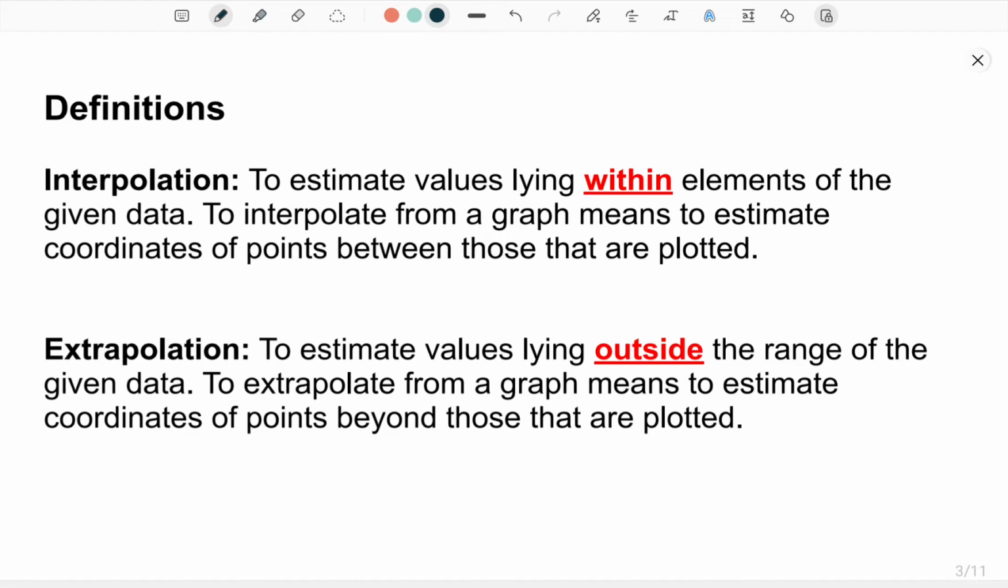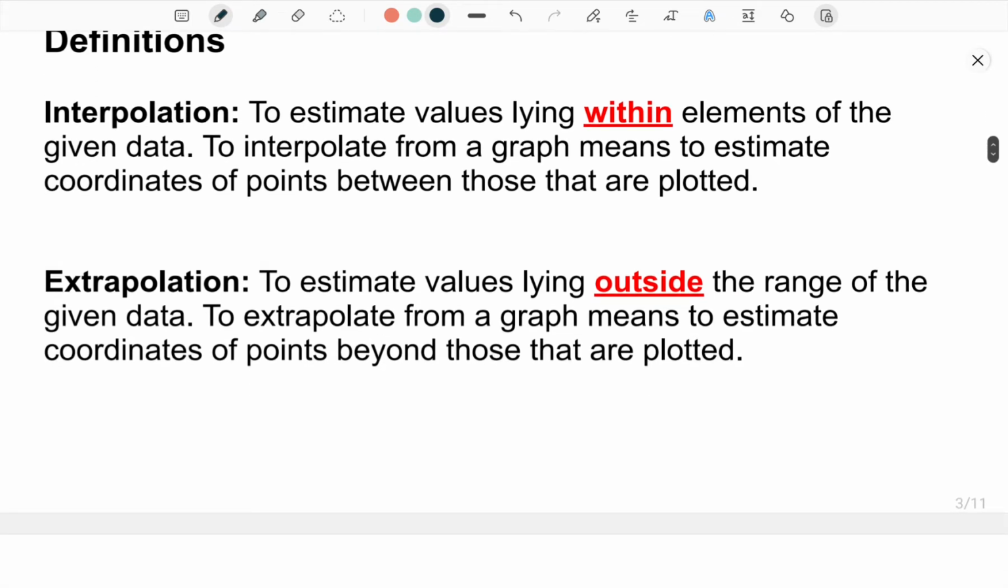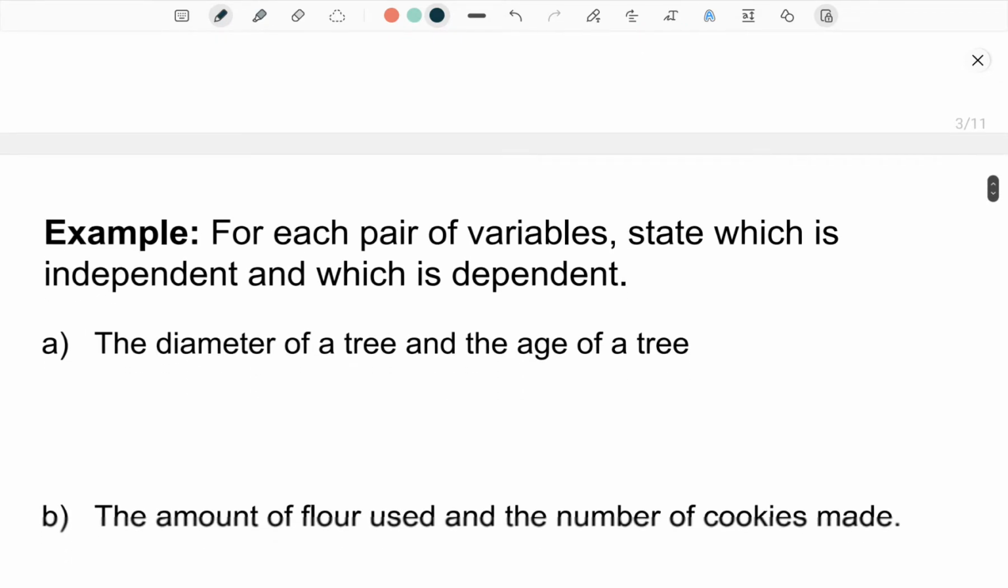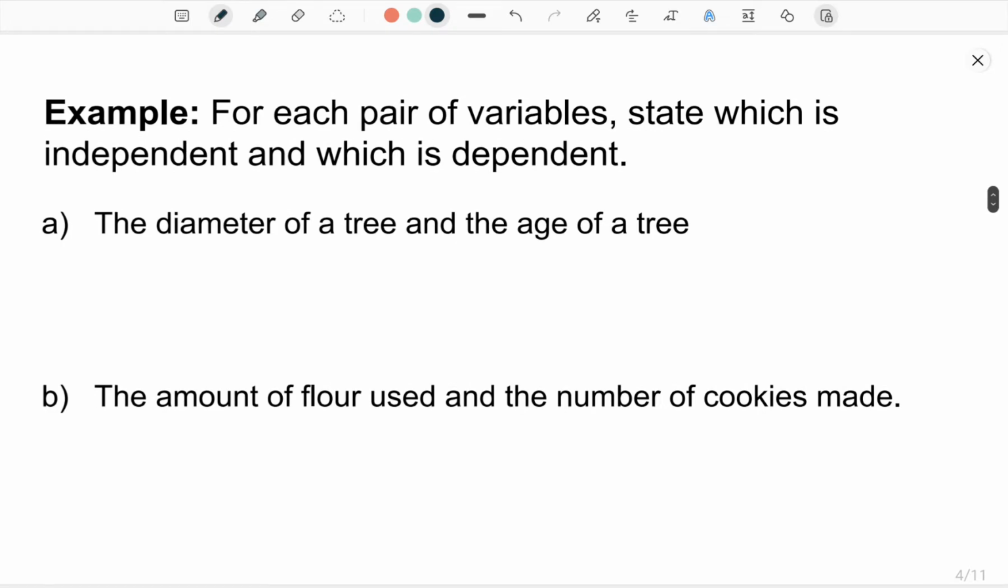And interpolation basically means you're estimating values lying within elements of the given data. And so you're estimating coordinates between those that are already plotted. And extrapolation means you're basically taking an educated guess at something outside of the range of the given data. We're going to go through a couple of examples to really illustrate what that means later on. Okay, so that's a quick run through of definitions. Now let's get into some examples to see what we mean by these terms that we've gone over.